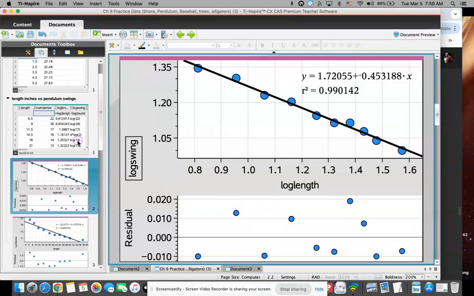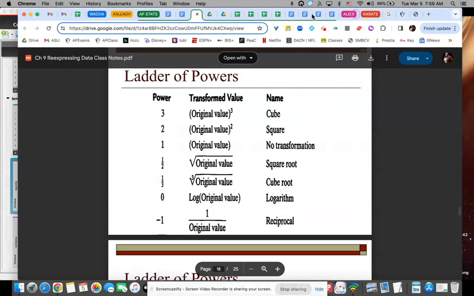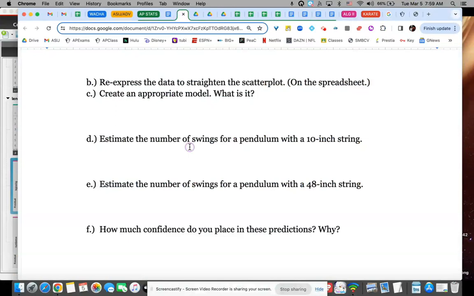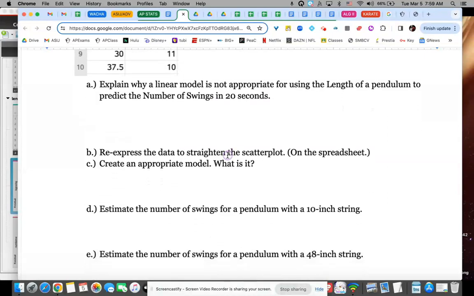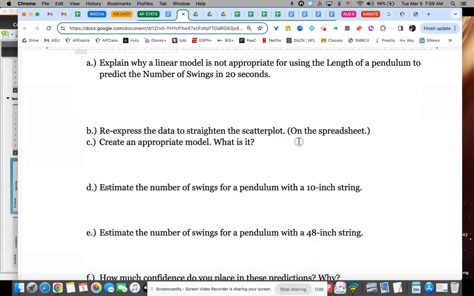Now let's go back to the worksheet so you can see what I'm going to be talking about. We explained it's not appropriate because the residuals had a pattern. We re-expressed it using log of x and log of y both. That was the best way to do it. When they say create an appropriate model, what is it?